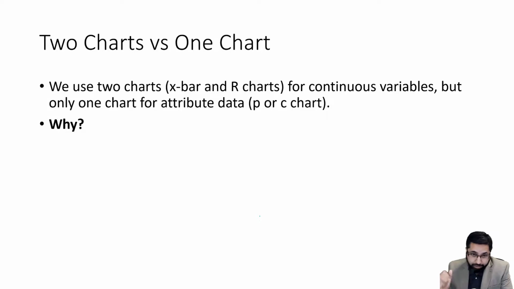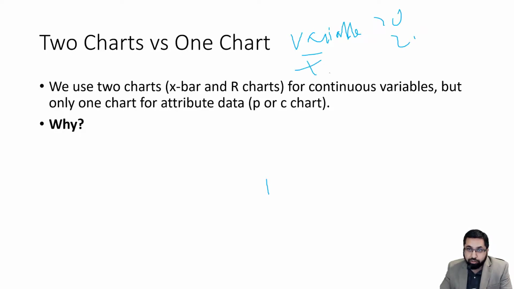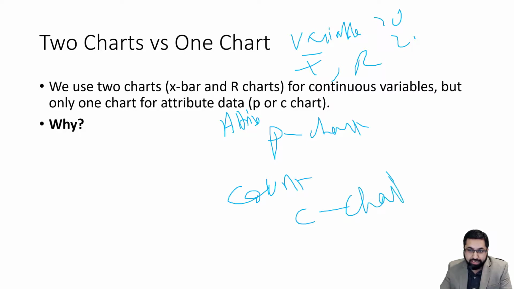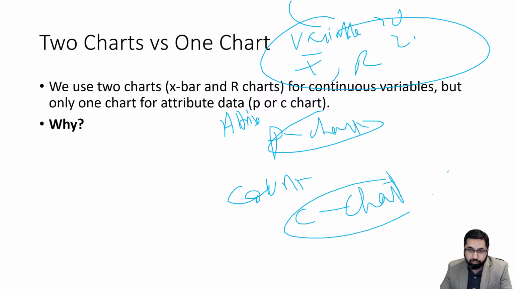Now, a question arises. When we have real numbers or variable data on performance, like height or weight, a real number like 20, 20.5, data like that, we use 2 charts, X bar chart and R chart. But when we have attribute data, yes/no data, we just use 1 chart, P chart. And when we have defect count data, we also use just 1 chart called C chart. So why are we using 2 charts here and just 1 chart here, 1 chart here?